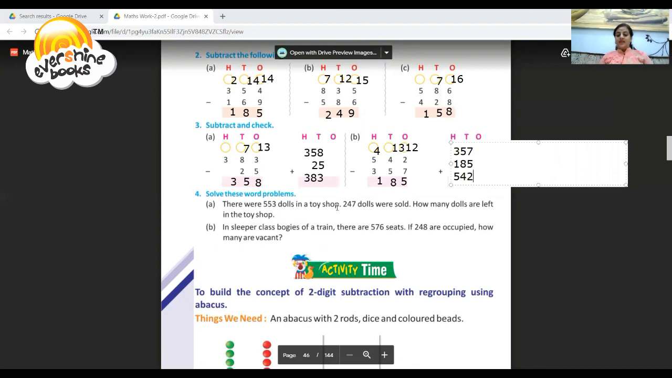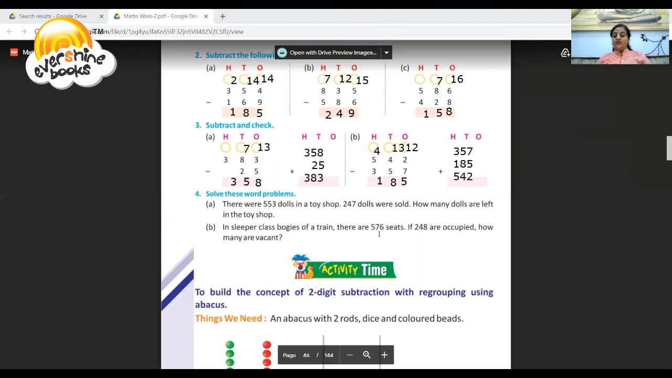553 minus 247, in the hundreds, tens and ones categories, and we are going to write it properly with good handwriting and we are going to subtract the numbers one by one. Next, in the sleeper class bogies of a train there were 576 seats. If 248 are occupied, how many are vacant? Vacant means khali. Vacants are not filled. So we are going to do 576 minus 248.